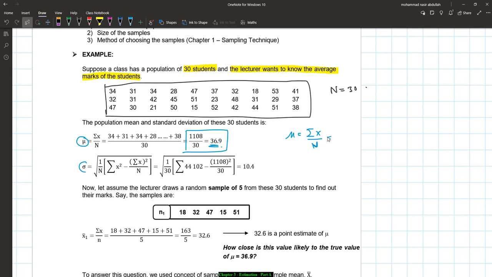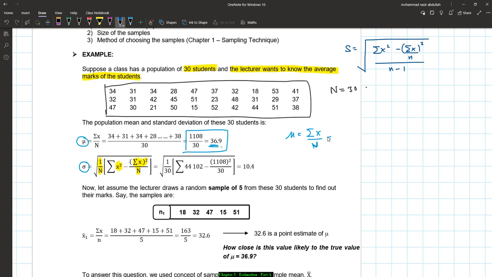Our population standard deviation. Since we can calculate the population standard deviation from the whole population, look at the formula. It is a different formula from what we learned last week. Last week we looked at sample variance, and the formula is the square root of summation of x squared minus summation of x, squared, divided by n, everything divided by n minus 1. This is the formula for sample variance.